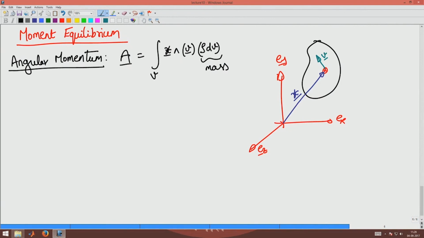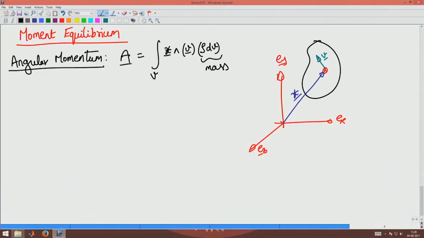Okay. Now, according to the equilibrium equation, the rate of change of angular momentum must be equal to the net moment or torque that is applied on the body. So, we have to find the net torque or moment applied on the body.